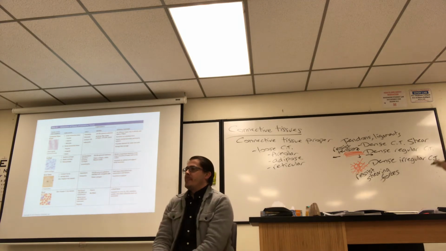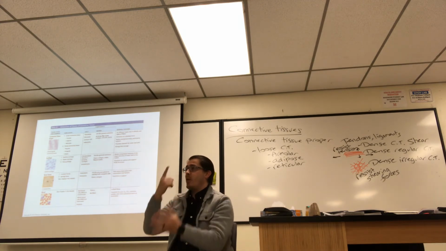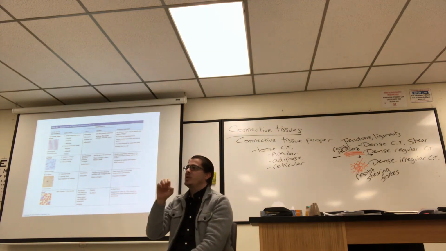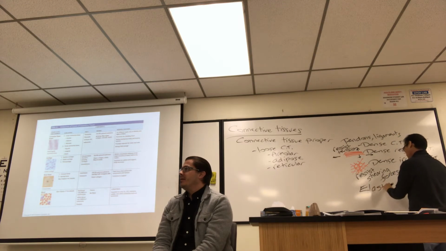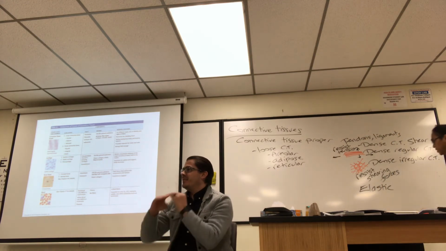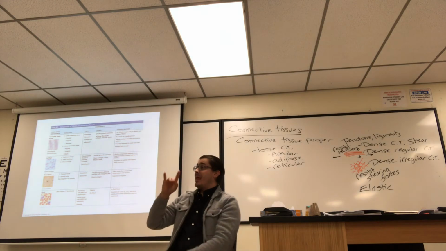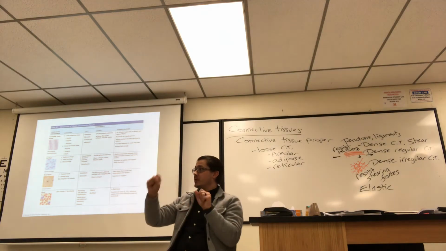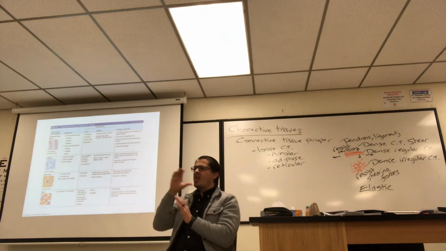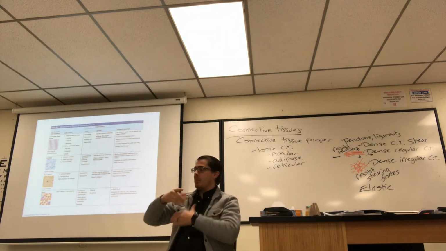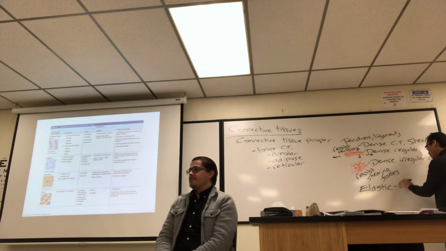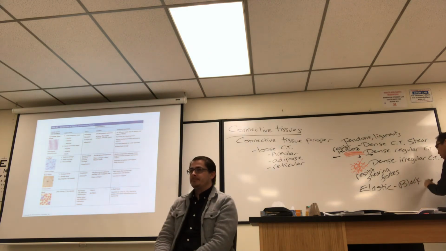The last category of the dense tissues are elastic tissues. Now, elastic tissues are made to stretch. Okay, they're categorized as dense. Usually, when I look for them on slides, I look for the blackest staining fibers. They stain black. They're very dark. Black. In terms of the dye that they pick up.